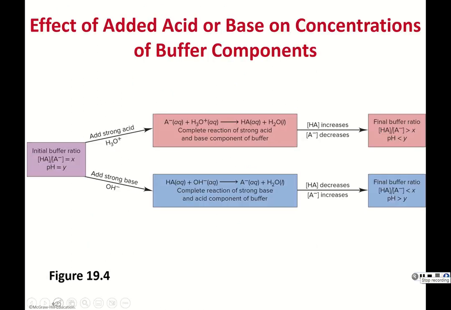So here's a summary slide showing the effect of an added strong acid or strong base on a buffering system. If you add acid, that acid is going to react with the conjugate base to neutralize itself, and you've produced more of your weak acid. So the concentration of your weak acid increases, and your conjugate base decreases in that buffer system. So then your pH is going to be lower. And the opposite happens when you add OH minus. It reacts with your weak acid, so that concentration decreases. The concentration of your conjugate base increases, and your pH will increase when that ratio decreases.